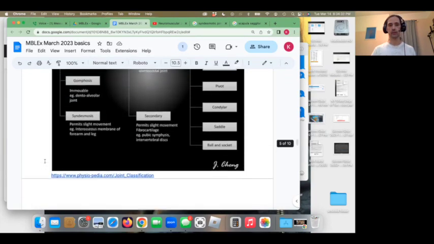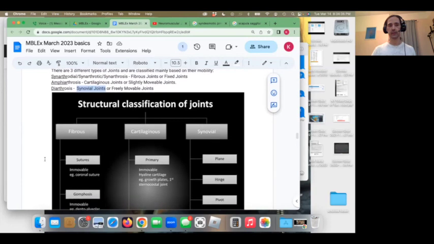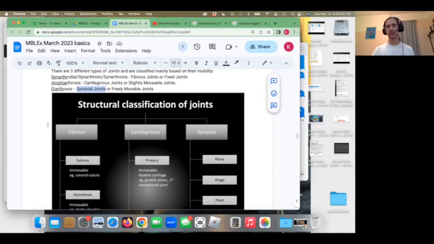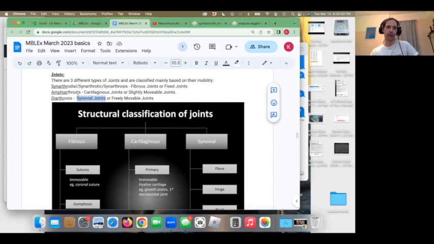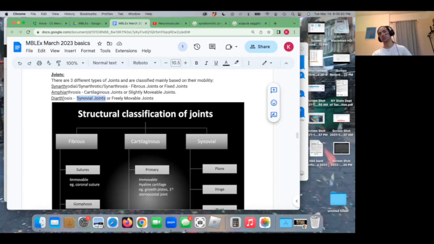All right, so just to review before we start getting into the details, synarthrotic has fibrous connective tissue joining two bones, and there's no movement between them. They're also called fibrous. Amphiarthrosis are also called cartilaginous or slightly movable. Diarthrotic, diarthrosis joints are also called synovial joints or freely movable. So you will hear fibrous, cartilaginous, or synovial. That's the same as synarthrotic, amphiarthrotic, diarthrotic, respectively.